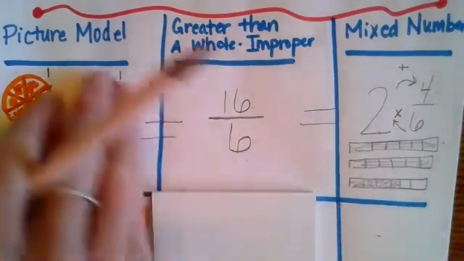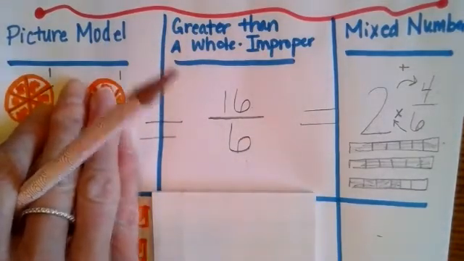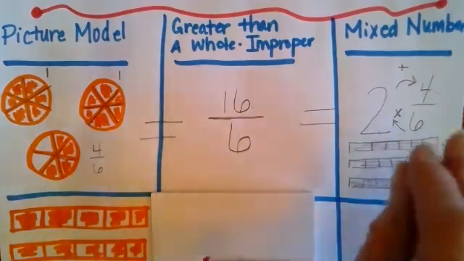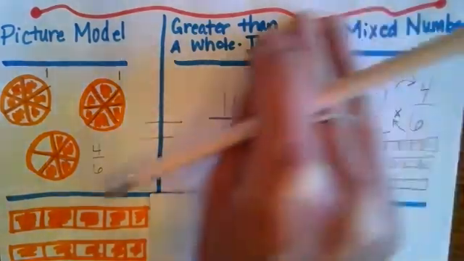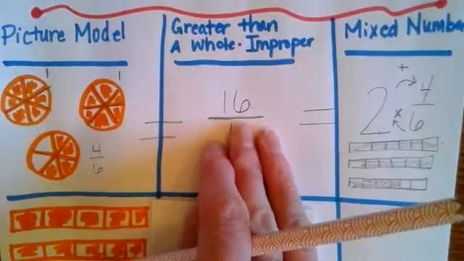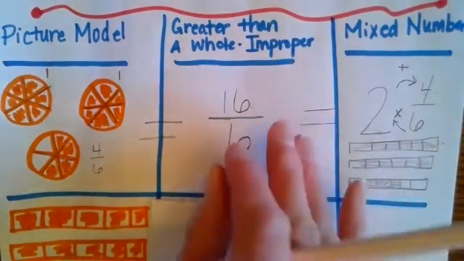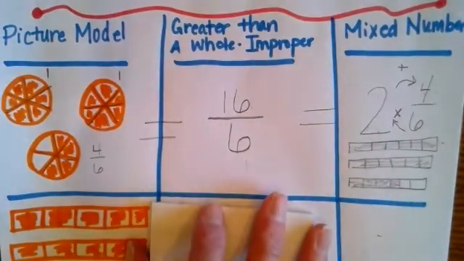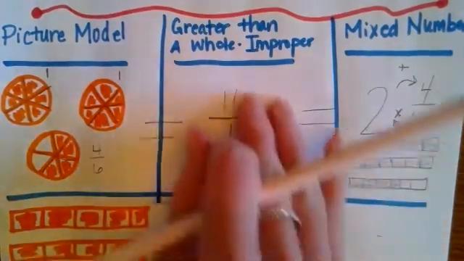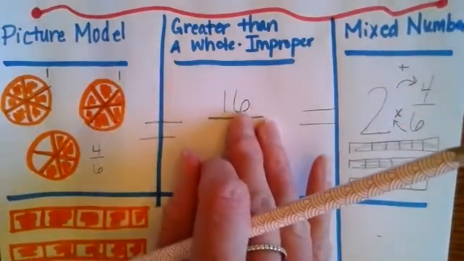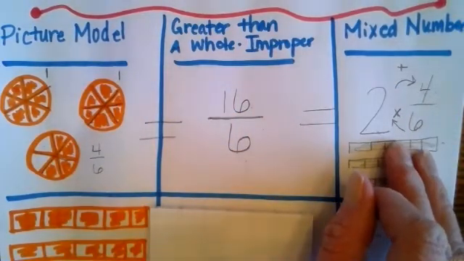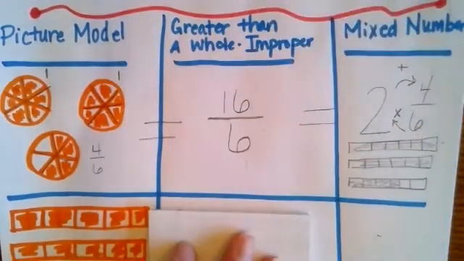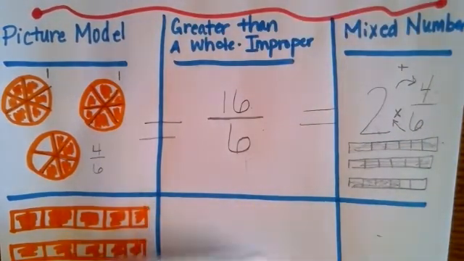So as you can see, we can start with a picture model. We can convert it to greater than a whole or mixed number. We can start with a mixed number. We can use strategies for creating greater than a whole, and we can go back and forth between all of these. Many of them will help you to find the other one. We just have to train our brain when we're looking at greater than a whole: how do we make that a mixed number? When we're looking at a mixed number, how do we make that greater than a whole? Next one.